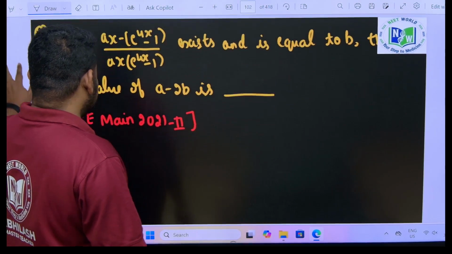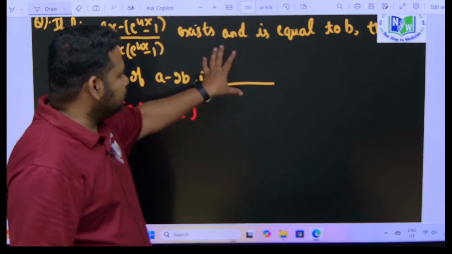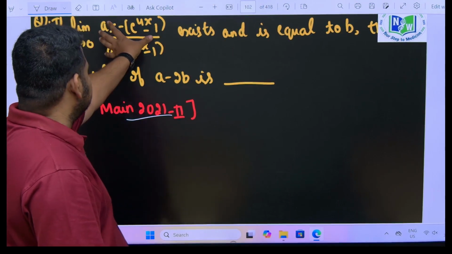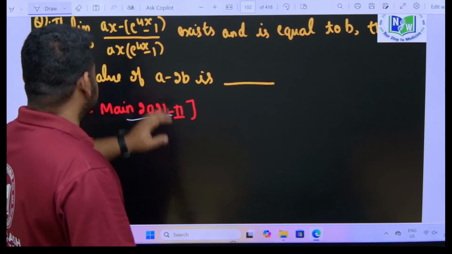So this one was asked in JEE 2021. This is a numerical value based question. They have not given the options. They have given a limit, and the limit of something as x tends to 0 exists.